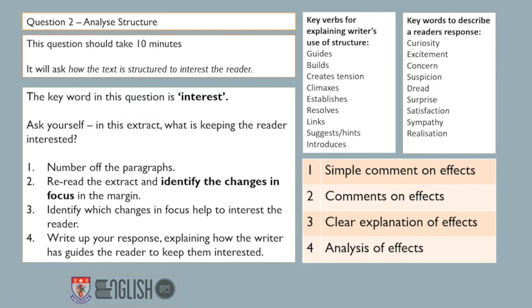Okay. For point 2 there, you should reread the extract and identify changes in focus in the margin. This means that for each section of the text as you reread, where the focus changes, and it might change from setting to character, or from one character to another character, or from what we call external action to internal action, which would be thoughts and feelings. Wherever there's a change in focus, just write a word or a couple of words in the margin that show what that focus is changing into.